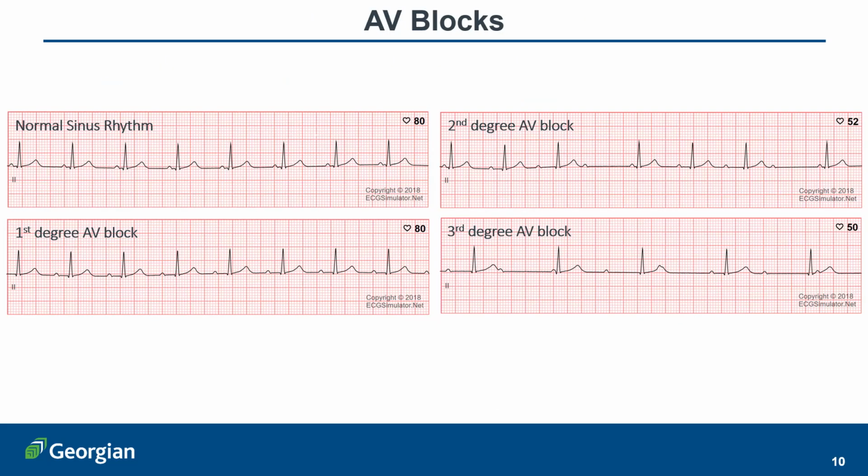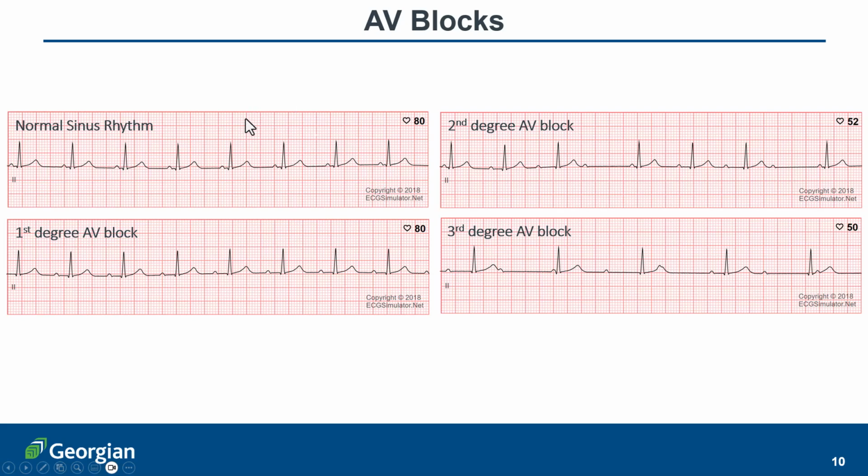Let's move on to discuss various conduction abnormalities, starting with the AV blocks. So remember from your A&P, there's a slight delay at the atrioventricular node before the electrical signals can pass from the atria into the ventricle. So here we have normal sinus rhythm, everything's working perfectly.